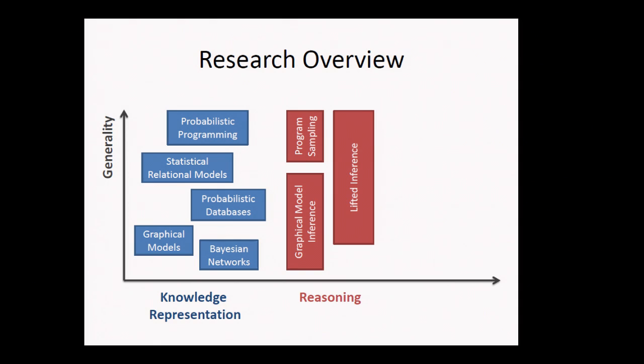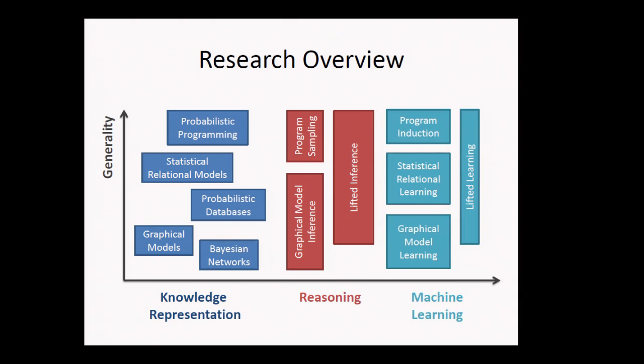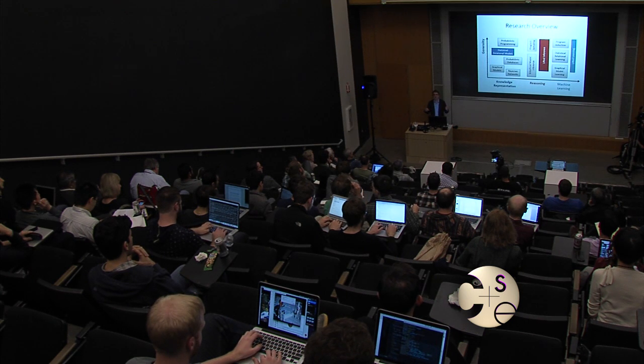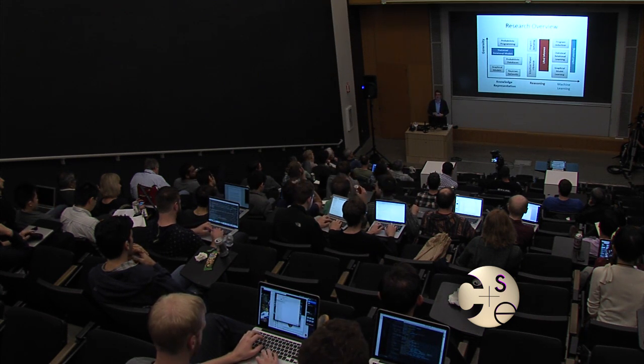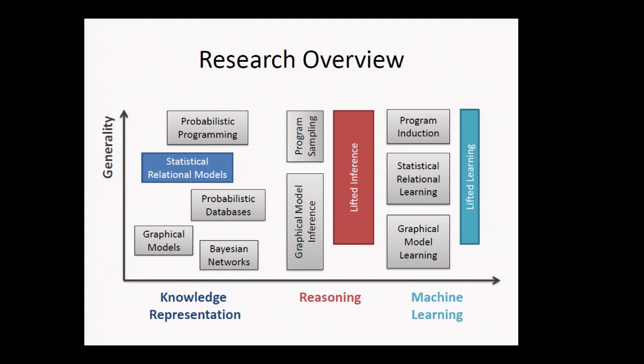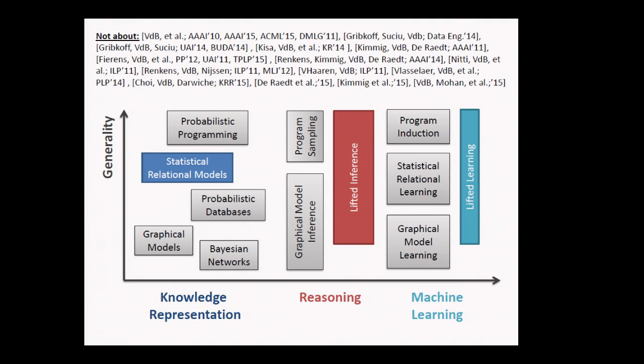And then in addition to reasoning, you can also talk about learning. How do I learn a probabilistic program from data? How do I do statistical relational learning, graphical model learning? And then in this talk, I'll also focus on this idea of lifted learning a little bit. So this talk will just be one slice of this whole story of the interaction between high-level representations of uncertainty and reasoning and learning. I'm very happy to talk later to anyone interested in any of these other areas, but I won't mention them anymore today.